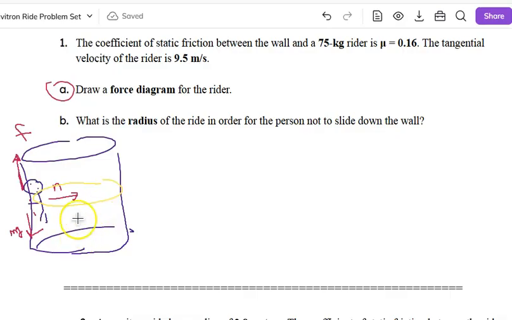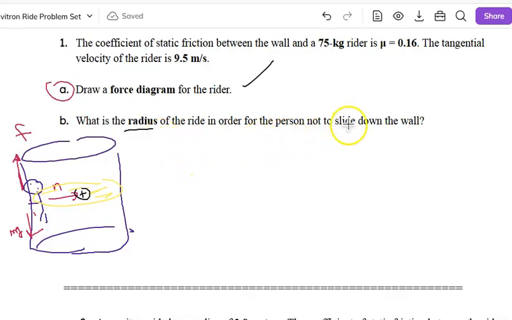This is the circle that they're going in, and you can see that the normal is pointing to the center of the circle. So friction and weight are perpendicular to the circle. They're going to go in our non-radial column, and in, the normal is pushing them in. Okay, so A, we drew the force diagram.